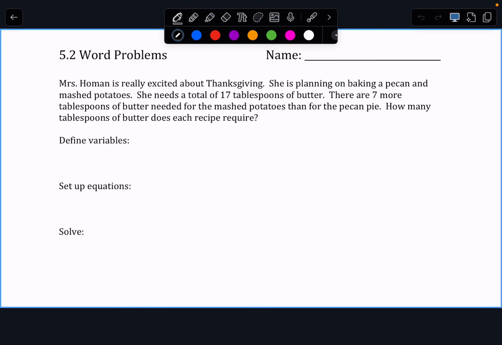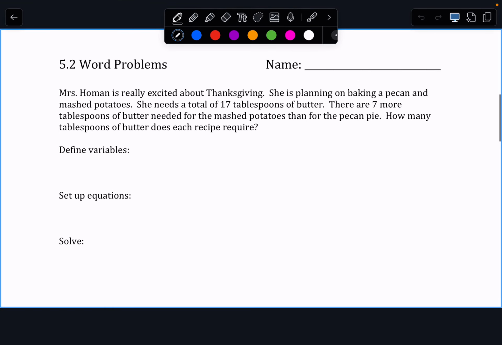Some of you are getting close to getting to that number 19, so let's just talk about my expectations for when you encounter a word problem. Number 1, if we're talking about the system of equations, how many variables are you going to have? 2. Okay? So you need to tell me what they are. If you're going to use X and Y, tell me what X and Y are. Okay? So let's read this.